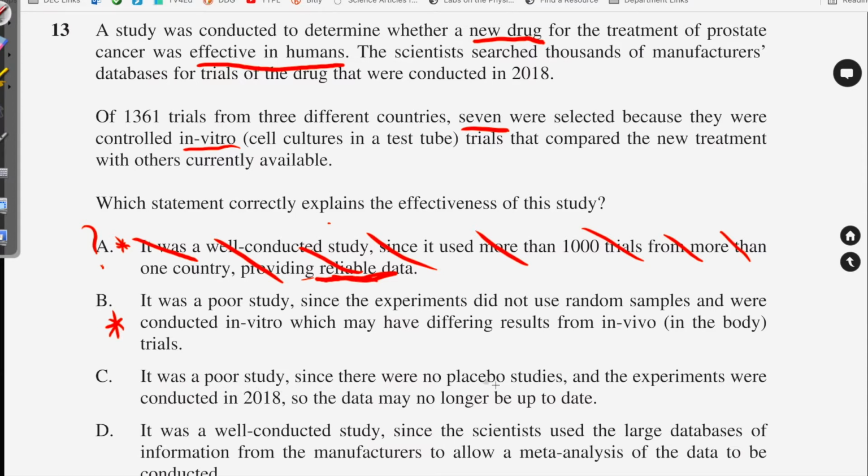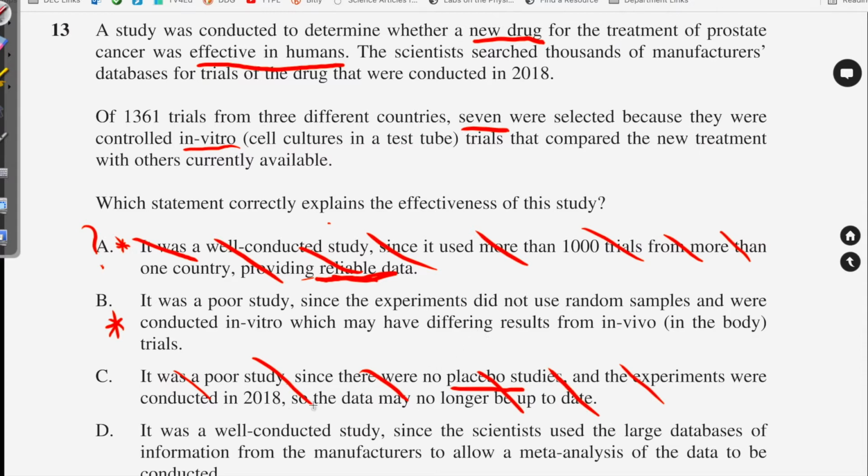It's a poor study since there were no placebo studies and the experiments were conducted in 1998, so the data may no longer be up to date. Now, since there were no placebo studies, we actually don't know that. It doesn't say there weren't placebo studies, it just says there were studies done. The experiments were conducted in 1998, so the data may no longer be up to date. This exam was done in 2019. 2018 is up to date. So in that case we can get rid of this one, because that idea of it not being up to date, it's a year old.